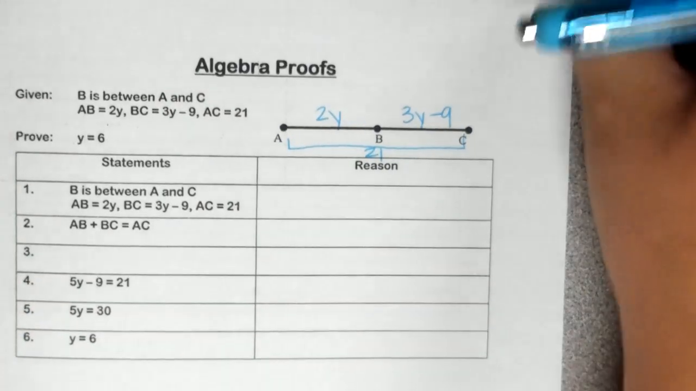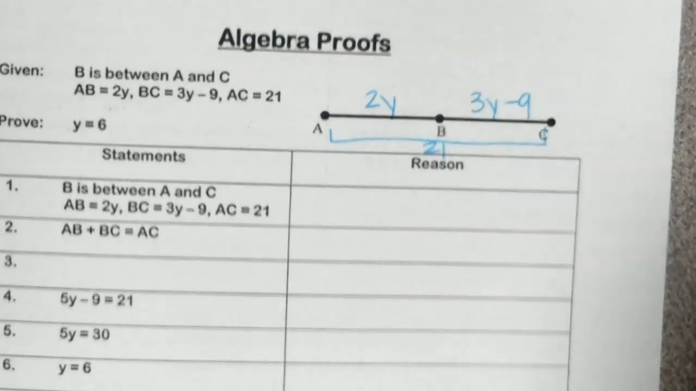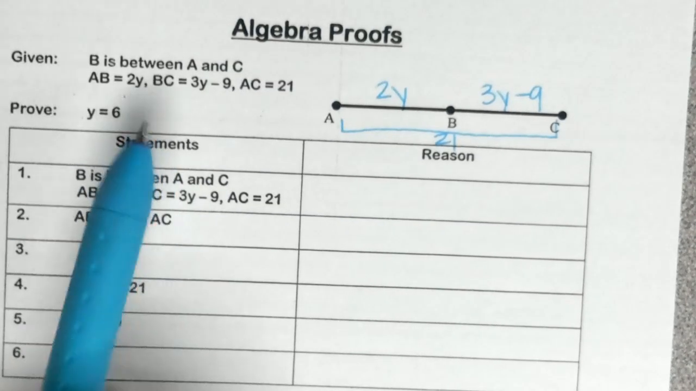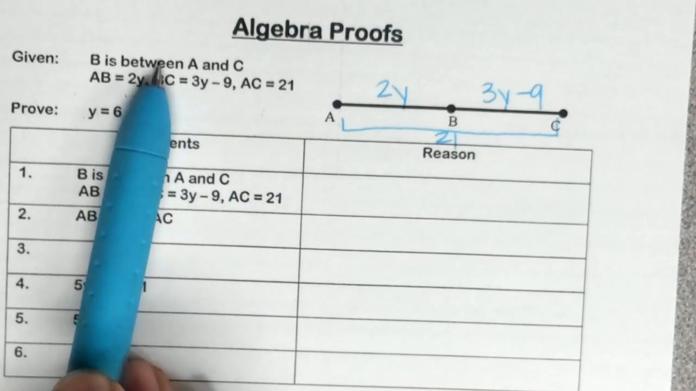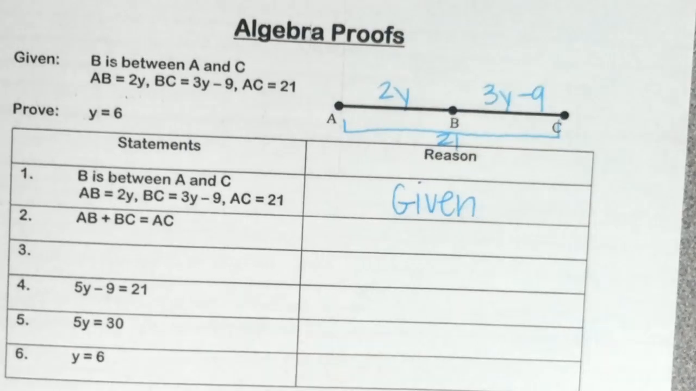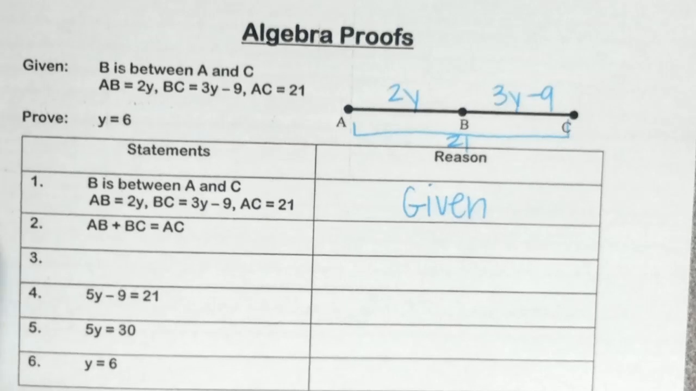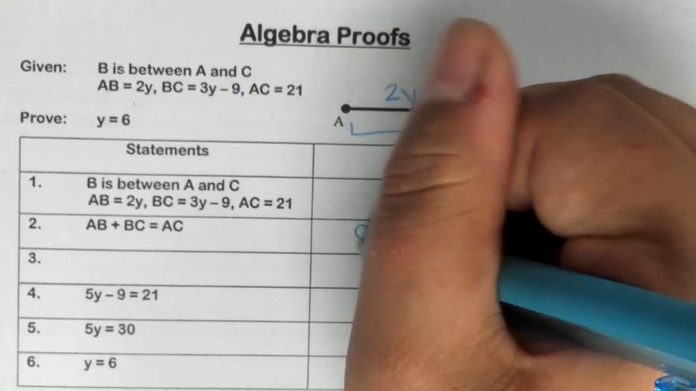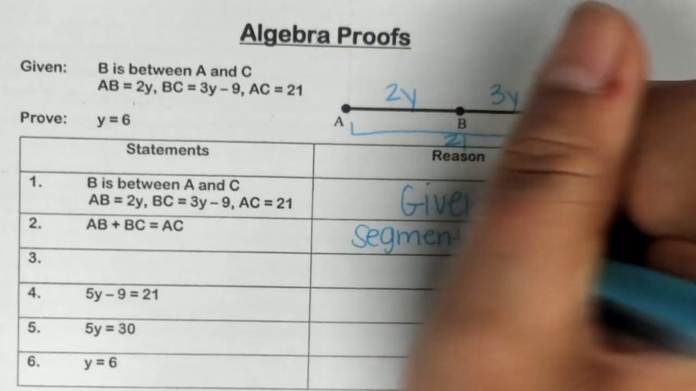And what I love about proofs, although I don't love proofs, is they always give us the answer. I'm always going to give you the answer, so you know where you need to end up. And I'm also going to give you a problem. So your first reason is always going to be given. Why is that the statement? Because I gave it to you. So everybody, reason number 1 will always be given. Min, write that down. Bella, write that down. Number 2, it says AB plus BC equals AC. What is that? Segment addition. This problem is segment addition.